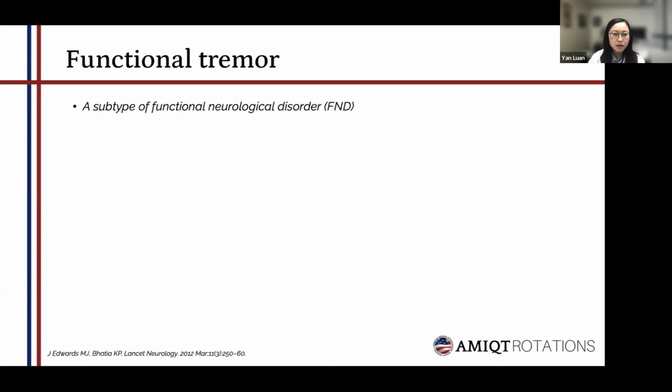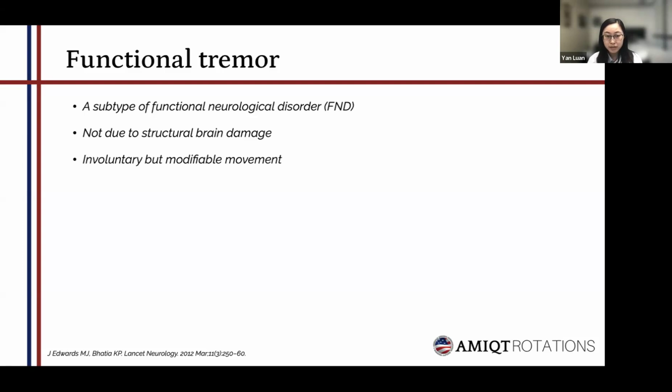A functional tremor is a subtype of functional neurological disorder. It is not due to structural brain damage. For patients with functional tremor, the MRI of the brain is mostly normal. It is involuntary, but sometimes the movement can be modified.